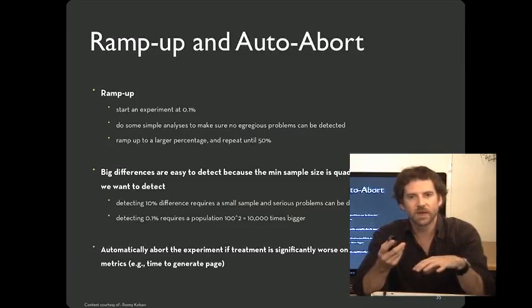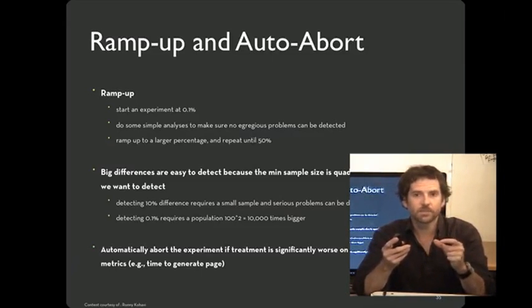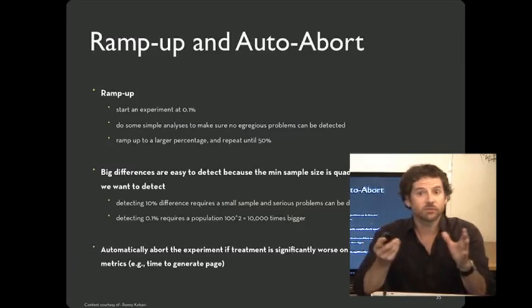for a negative effect. If you don't see a major negative effect, then you can dial up the fraction that you assign to and slowly get to 50-50 from there. And if you do see a negative effect, automatically abort your experiment and try to figure out what went wrong before continuing. If you want to be fancy, you can even do this in software.